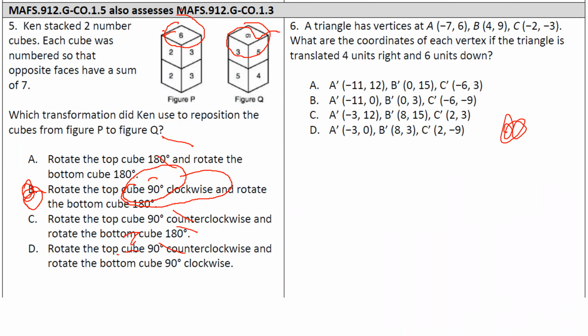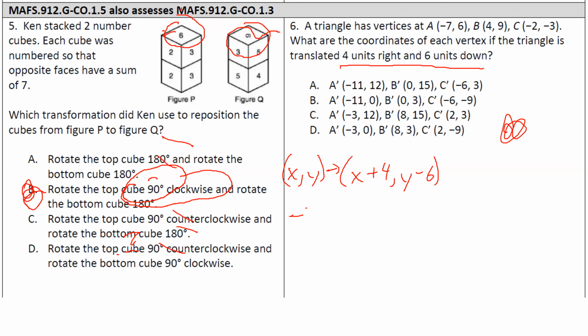So on number 6, we have our vertices. They tell us that each one of these vertices is shifted or translated 4 units right, 6 units down. So essentially what we're doing is taking our original values, and then adding 4 to go right 4 units. Oops, didn't mean to do a parenthesis there. I meant to do a comma. And then we're going 6 units down. So we're going to subtract 6 from our Y value and find our points.